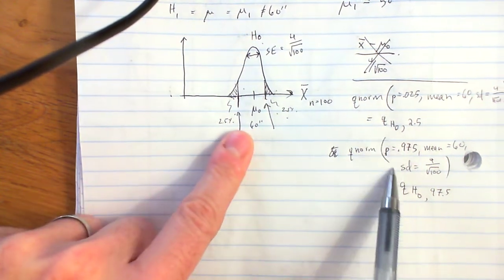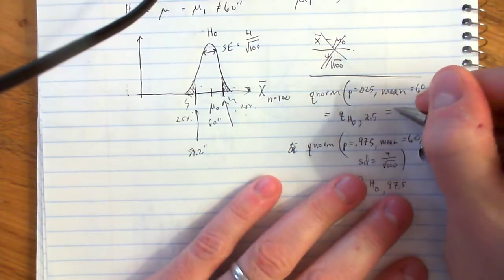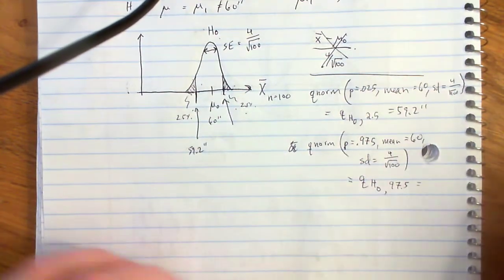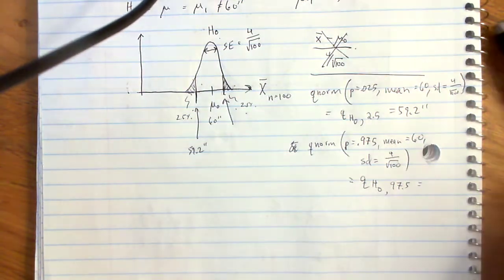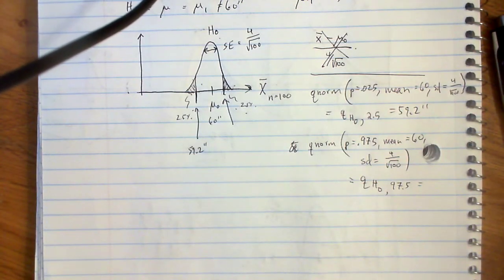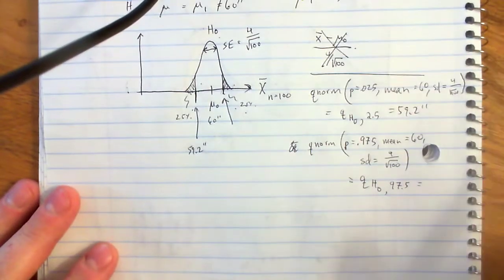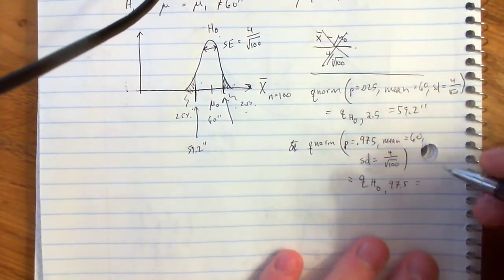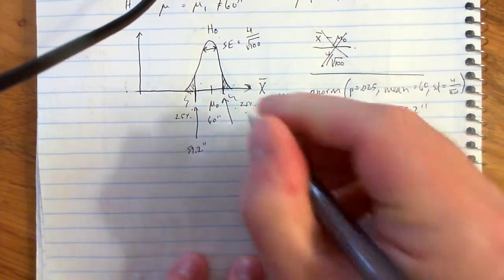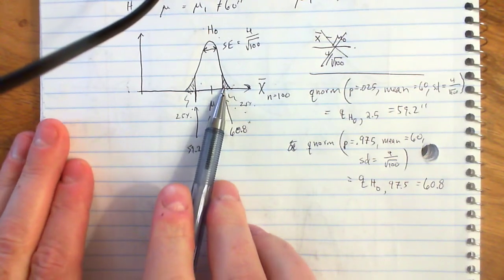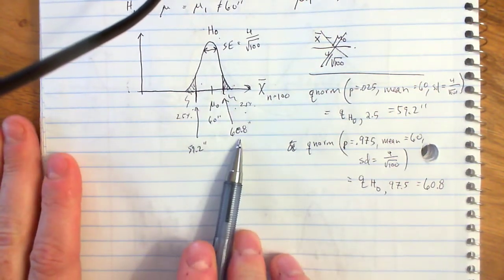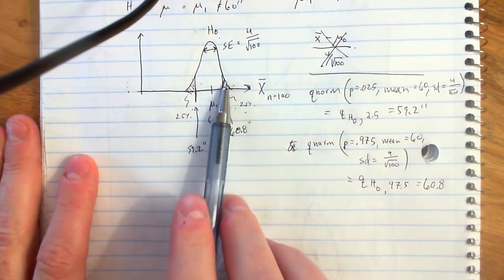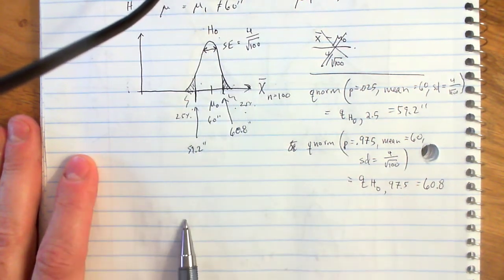If you get a value, let's calculate this second one. So this was 59.2. The second one is going to be, I should be showing what I'm doing in R, but it's going to be tough to do. I'm just typing this. This is 60.8. So this cutoff, 60.8 inches. If your grad students have an average height taller than 60.8 for the 100 grad students, that's so extreme you reject H0.